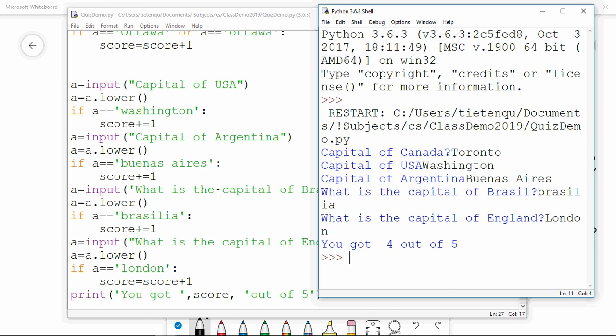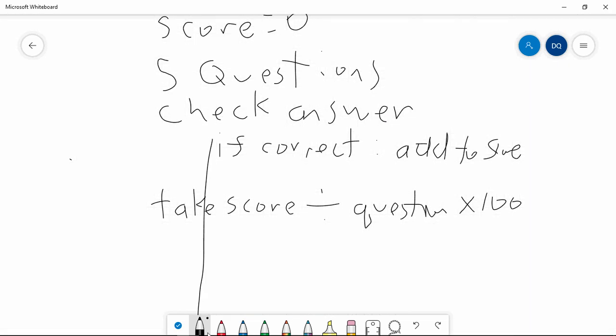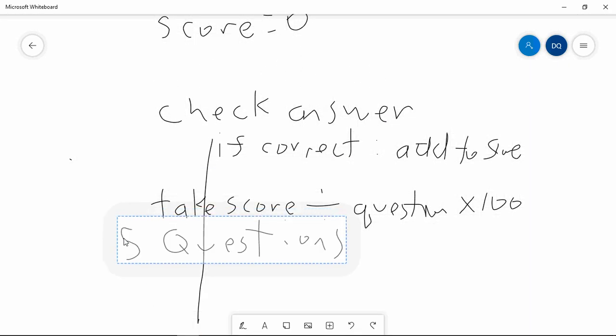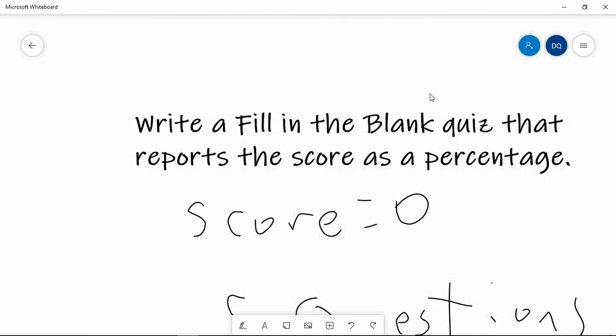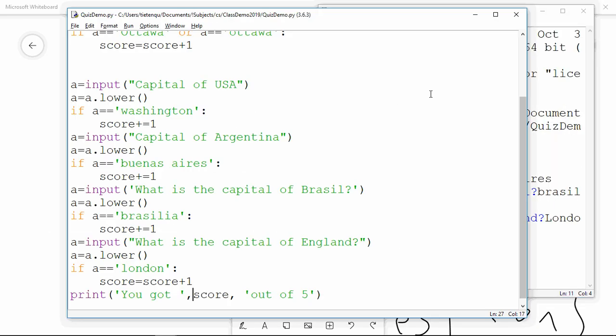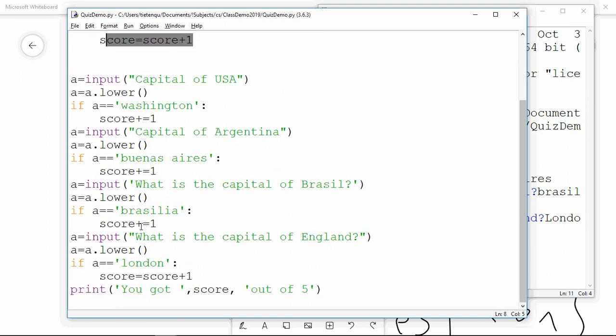Okay, I'm not entirely done because if you look closely at this question, sorry, not very good with whiteboard here. Here we go. I look closely at this question. Write a fill-in-the-blank quiz that reports the score as a percentage. So look at what's happening here. We have a score of 0. We ask a question, and we take the answer by writing input, and it goes into variable A. And then if it's correct, we add to our score. Same thing for all the other questions. And then at the very end, we're just printing the score, and we know it's out of 5.